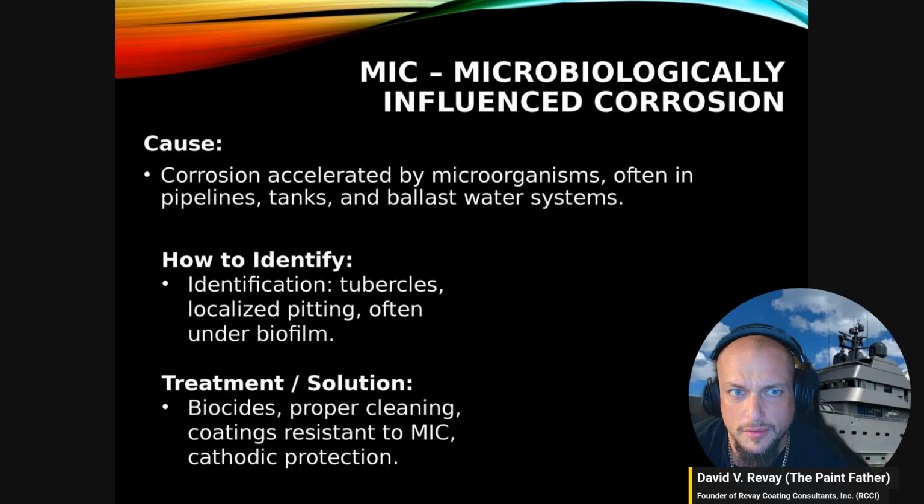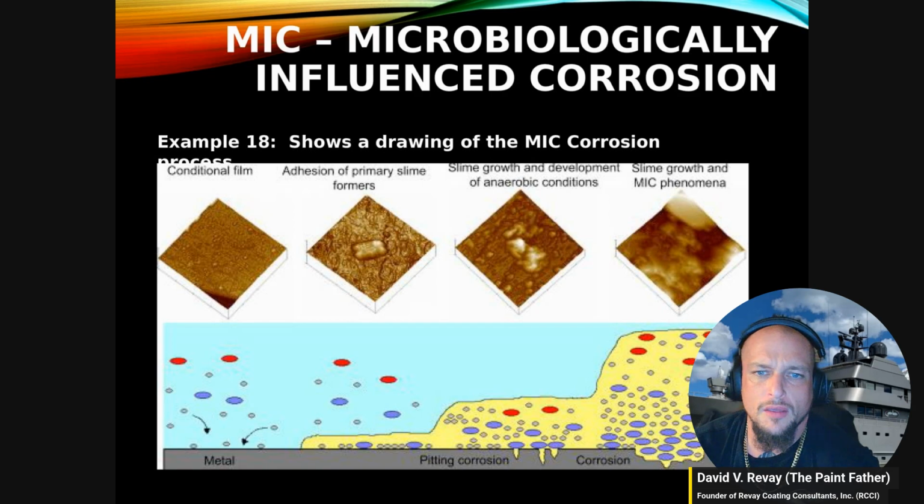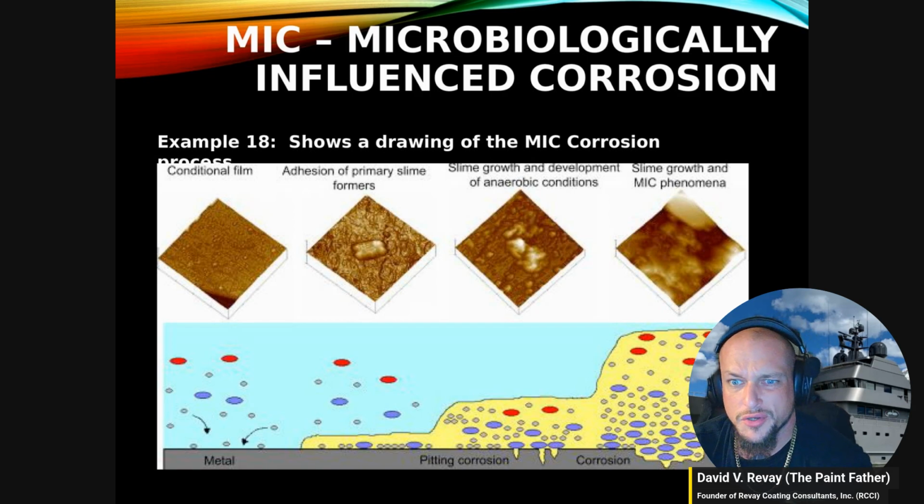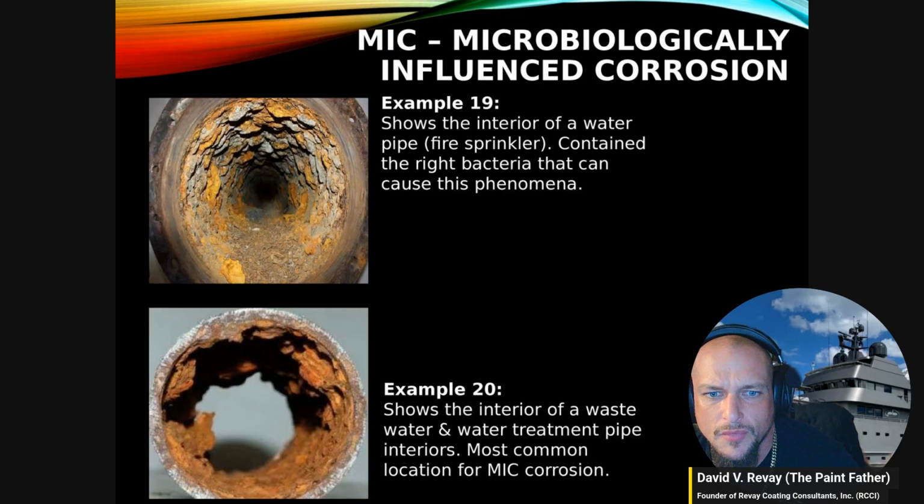The other corrosion mechanism is MIC, microbiologically induced or influenced corrosion. It's corrosion that's accelerated by microorganisms, often in pipelines, tanks, ballast water tanks. To identify it, look for tubercles and localized pitting, often under a biofilm. The treatment is biocides, proper cleaning, and then redoing the coating system. This is just a little diagram that shows what's going on with MIC corrosion. You can see some examples of the pipes, and it's pretty nasty stuff.